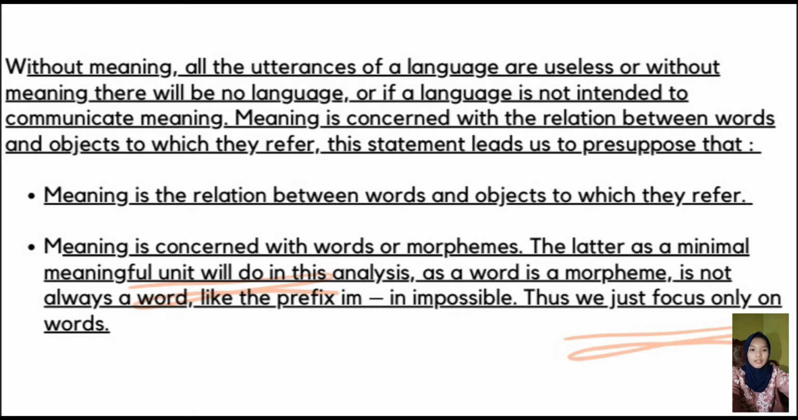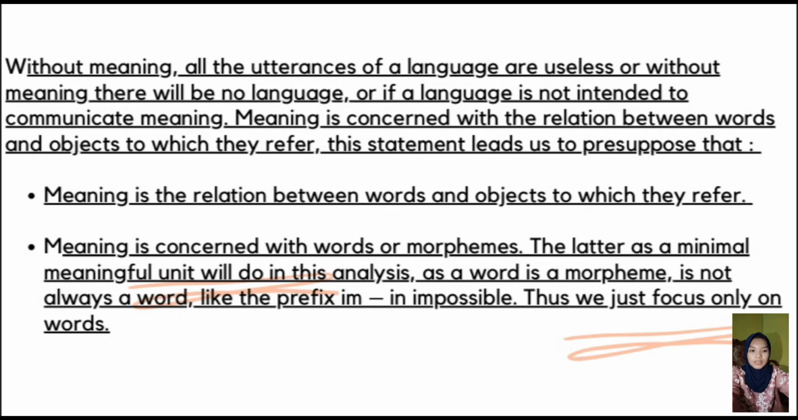Without meaning, all the utterances of a language are useless, or without meaning, there will be no language. Meaning is concerned with the relation between words and objects to which they refer. Meaning is concerned with words and morphemes. The latter, as a minimal meaningful unit, will do in this analysis.